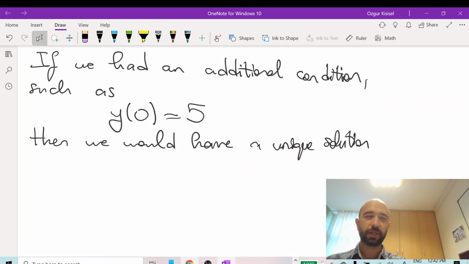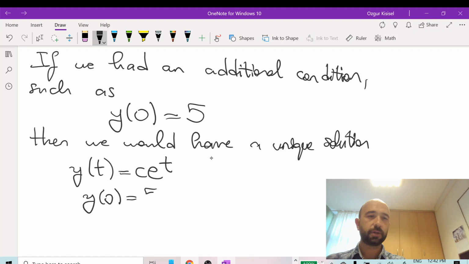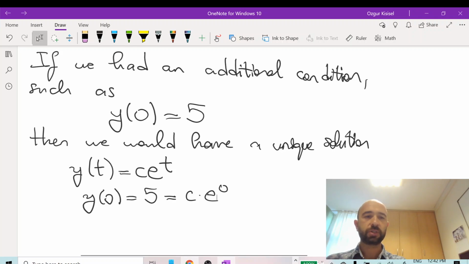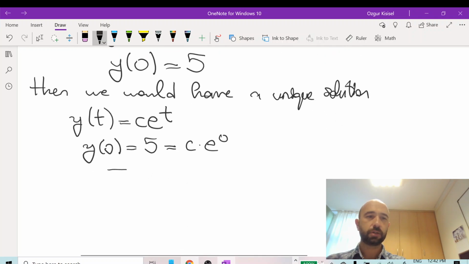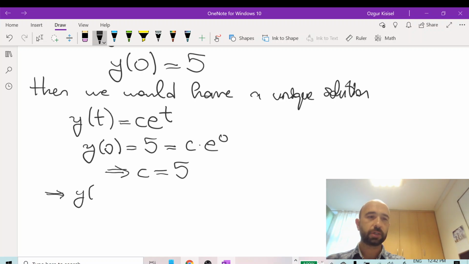Well, I didn't yet prove that these y(t) equals c e to the t are all solutions, but assume that for a moment, okay? In that case, y0, which is 5, must also be equal to c times e to the power 0, which is c. So this immediately tells you that c must be 5. So y is 5 times e to the t.